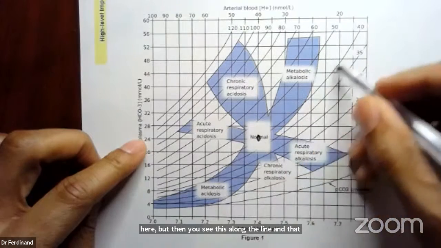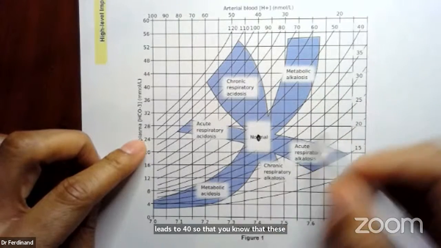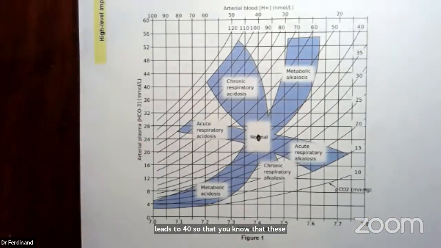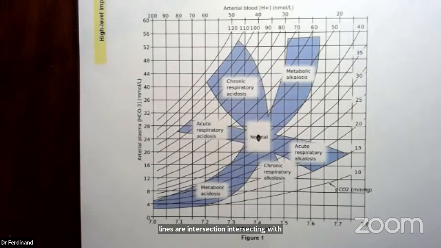So that you know that these curvilinear lines are intersecting with other lines. So that's the main point. So that's how you are able to get oriented sometimes when they provide you with some additional information.